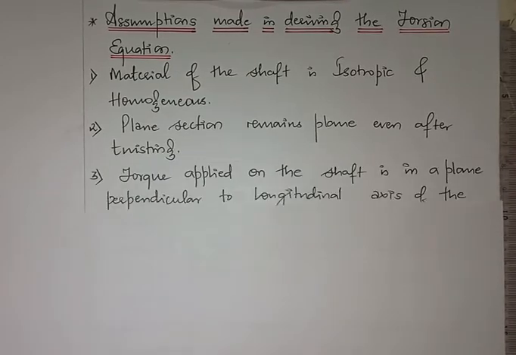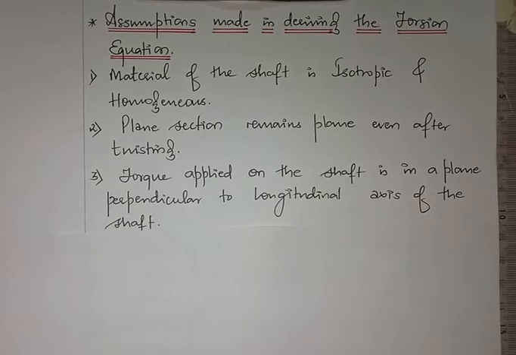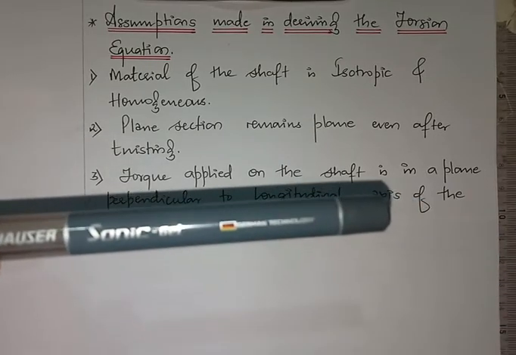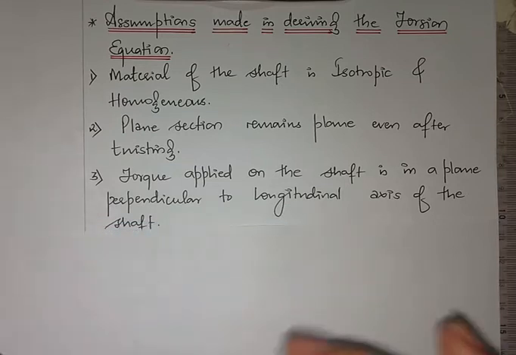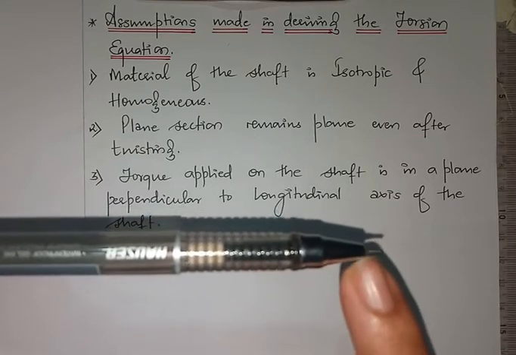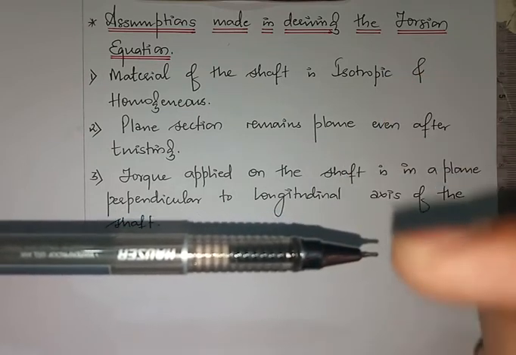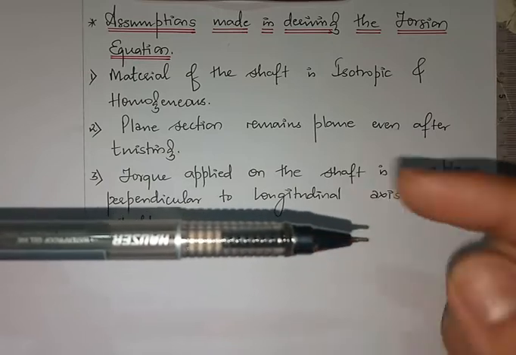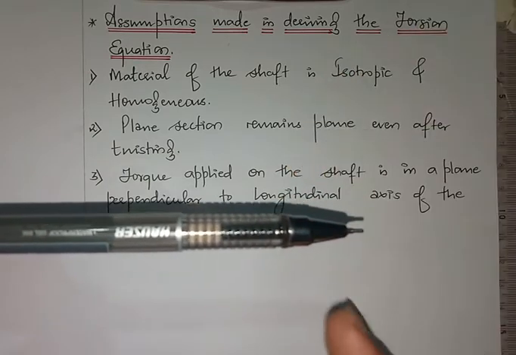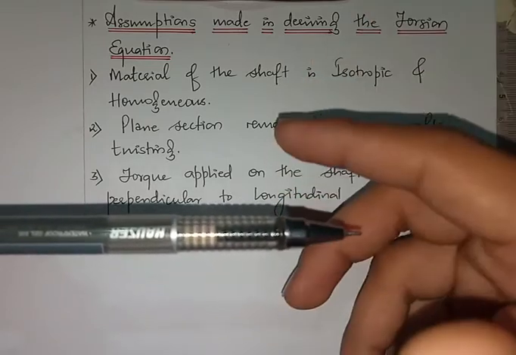The third assumption is that torque applied on the shaft is in a plane perpendicular to the longitudinal axis of the shaft. Now suppose this is the shaft. It will have some longitudinal axis. Let me consider the tip as the longitudinal axis. Now the torque will be applied in this circular manner. So this longitudinal axis is perpendicular to the direction of application of torque.